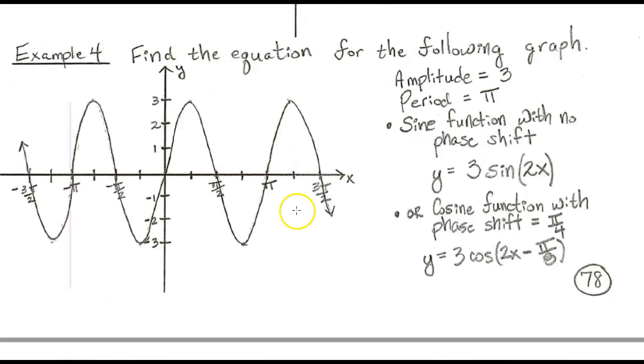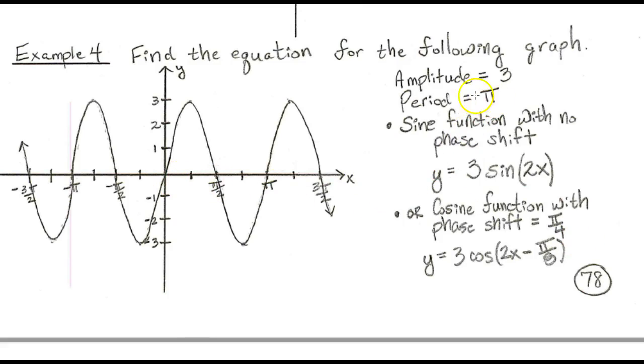All right, now, in this example, we want to find the equation for the following graph. We have an amplitude of 3, and its period is pi, and we want the sine function with no phase shift. Now, the thing is that it just gave you this picture. So you could think of this as the sine function, because sine of 0 is 0, has no phase shift, or you could think of it as the cosine function with a phase shift of pi over 4, however you want to think about it.